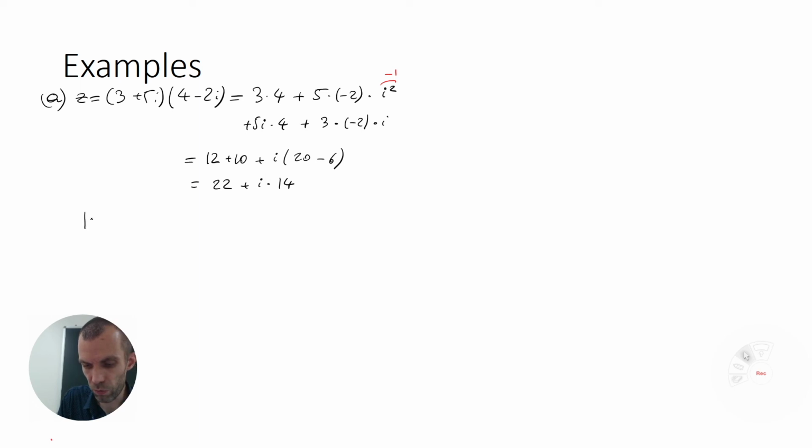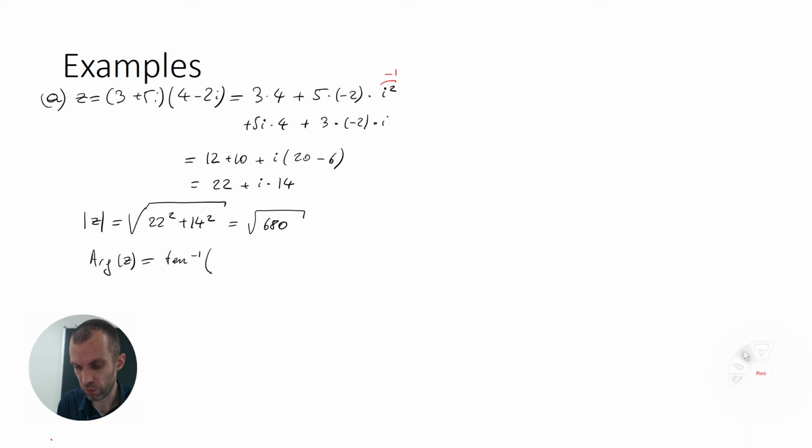And so the modulus of this number is the square root of 22 squared plus 14 squared, and that's the square root of 680. The argument of z is the inverse tangent of y divided by x. So you can simplify that a little bit, but not a lot. 7 divided by 11. And here it's just the inverse tangent, because remember, that's the rule for if x is bigger than 0.